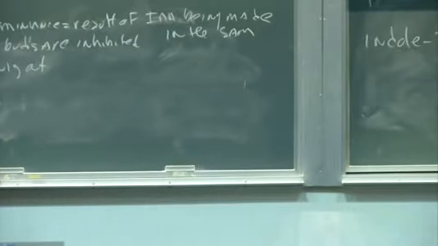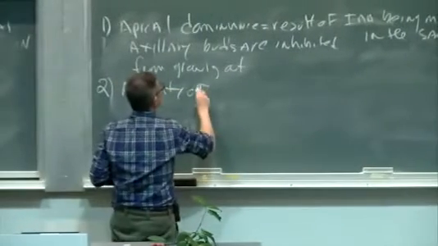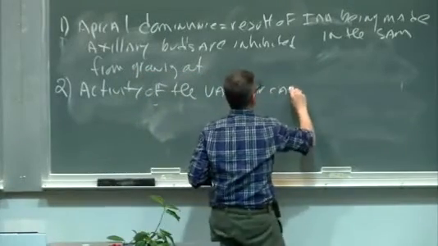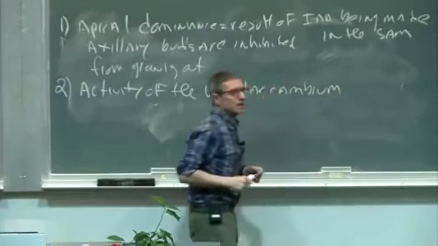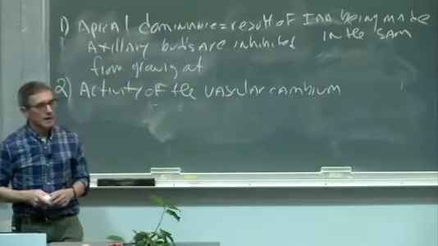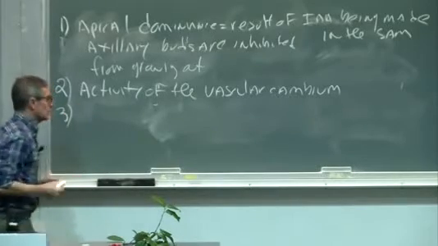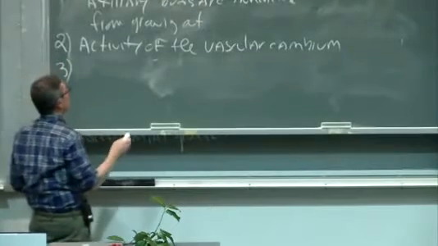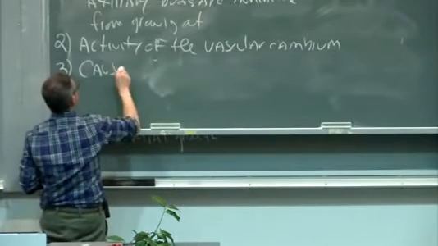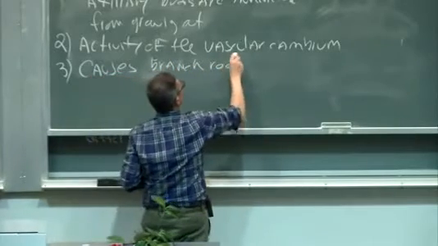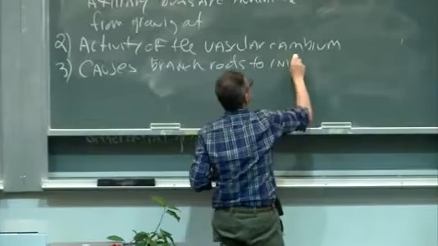The second aspect of development, which we've already touched upon, is that activity of the vascular cambium is greatly affected by auxin, and we're going to talk about this a bit more later on. The third aspect, which is a general one that is affected by auxin, is that auxin causes branch roots to initiate.